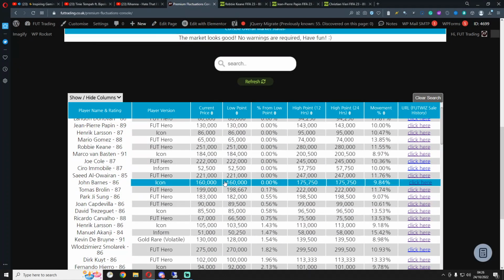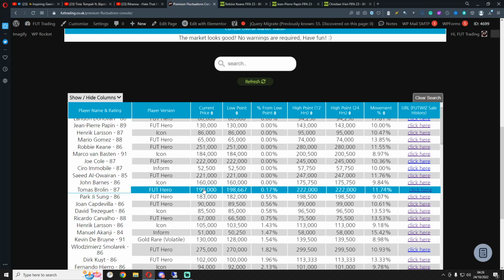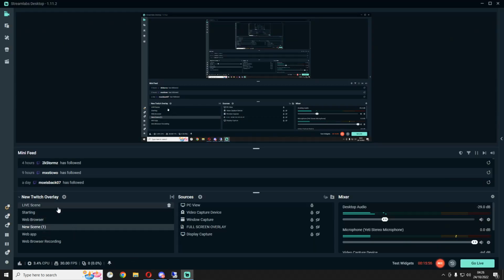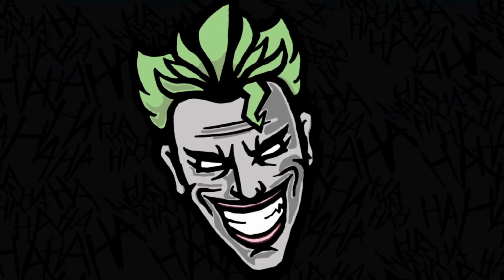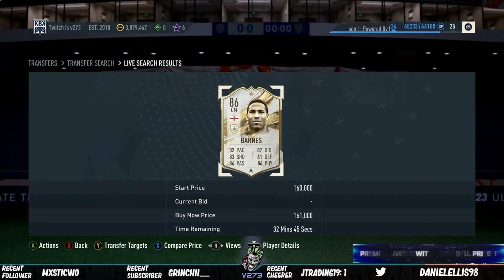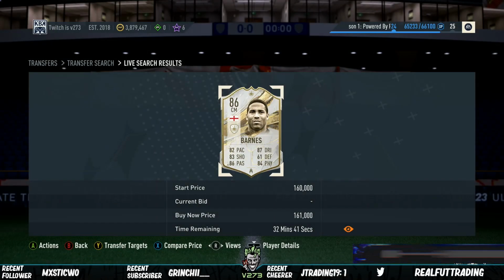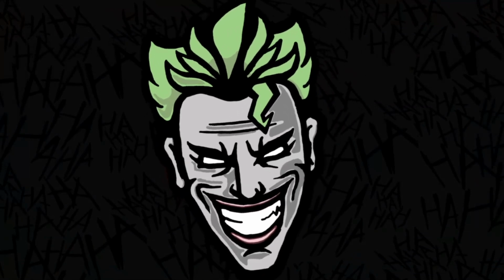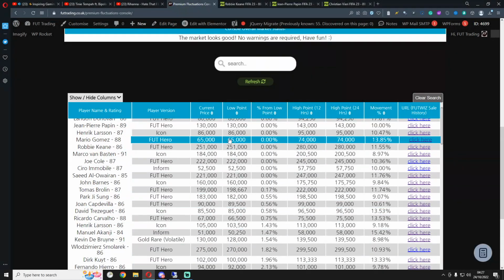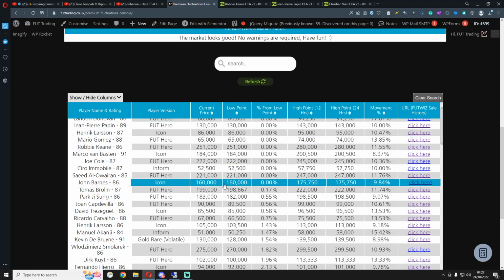Check John Barnes quickly. I'll search it up and then I'll tell you guys if he's there. So yeah, there's a John Barnes on the market for 161, which I'll show you now. So you can see this card's on the market for 161. I added it to my watch list. So again, switching back to the website. Where was the cards? Alright, John Barnes, low point 160, high point 175.